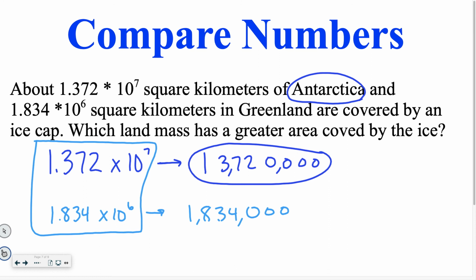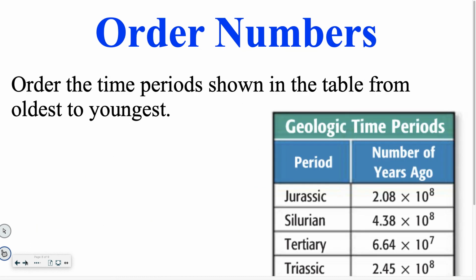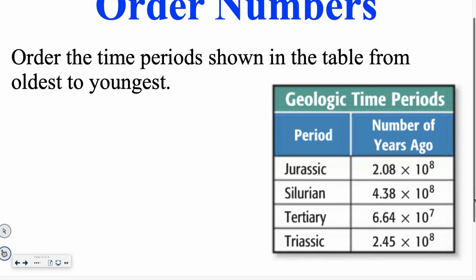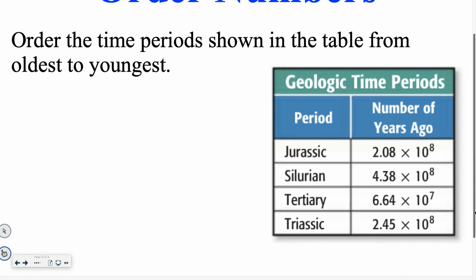Okay, so you want to always look at the exponents. If they have the same exact exponent, then you start comparing just the numbers up front. Okay, so if they had the same exponent, you would just compare the two numbers that are being multiplied by 10 to whatever power. All right, so with that information, let's look at this problem. Order the time periods shown in the table from oldest to youngest. Okay, and we're talking about geological time periods.